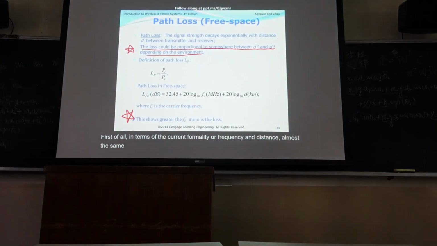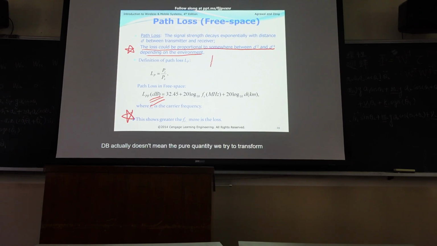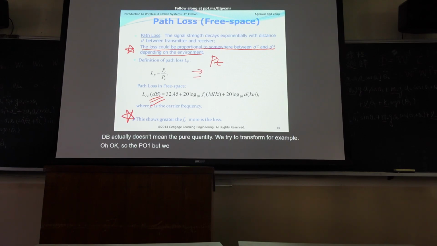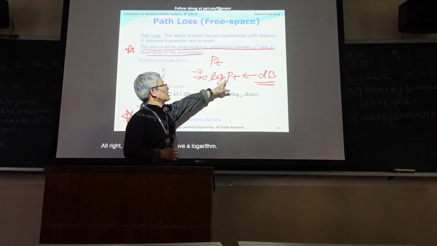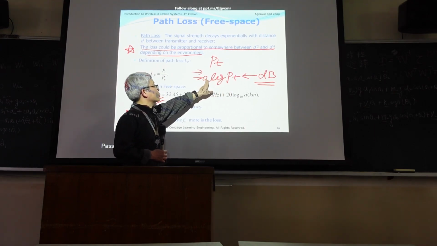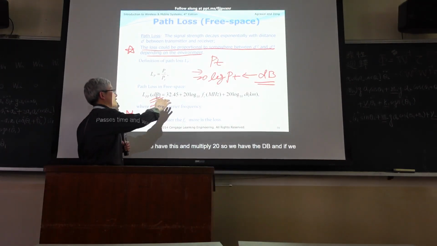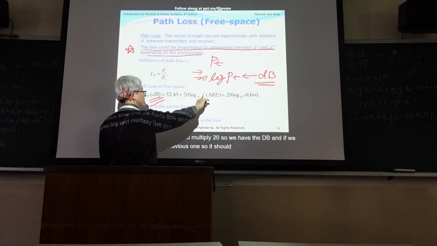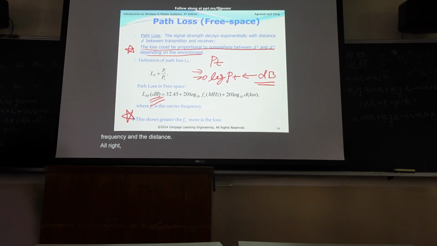But dB actually doesn't mean the pure quantity. We try to transform it, for example, and this one is called dB. So dB actually will have a logarithm, base 10, and we multiply by 20. So we have the dB. And if we have a log and multiply the previous one, it should be this one multiplied by the frequency and the distance.